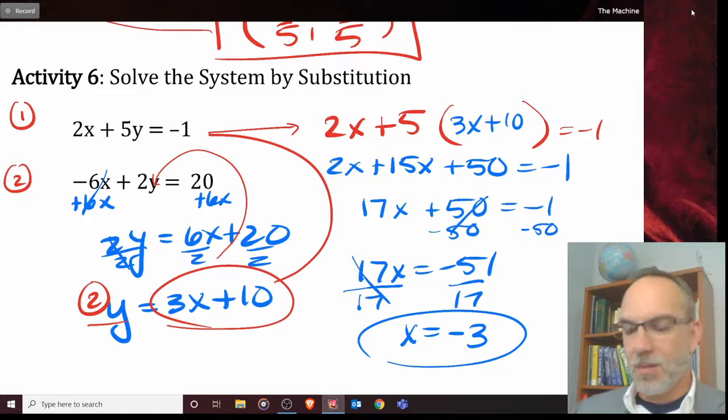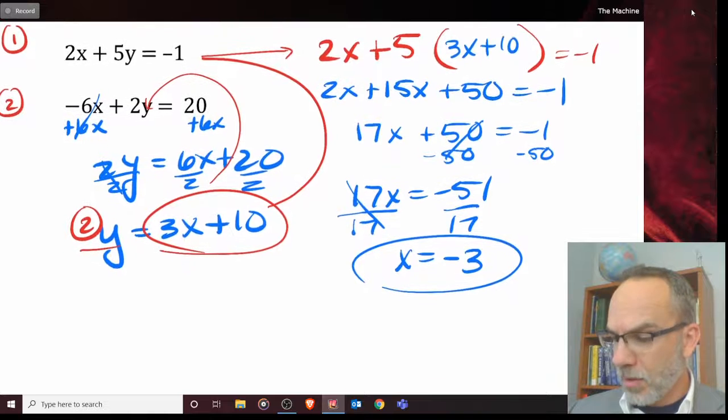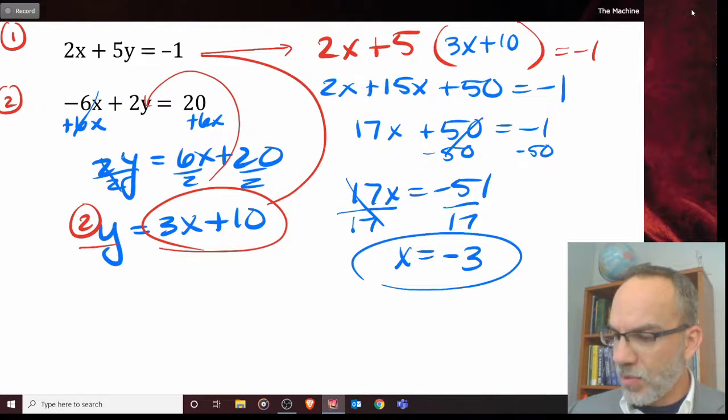Am I finished yet? No. I gotta find the y value. Where should I plug it back in to find the y value? Actually, anywhere. But I think this one right here would be the best. You could plug it back into equation number 1 or equation number 2, but I could plug it back into this version of equation number 2. Why is that? It's already solved for y.